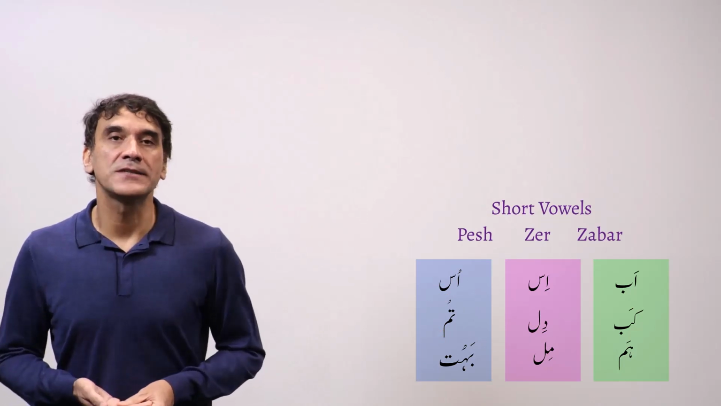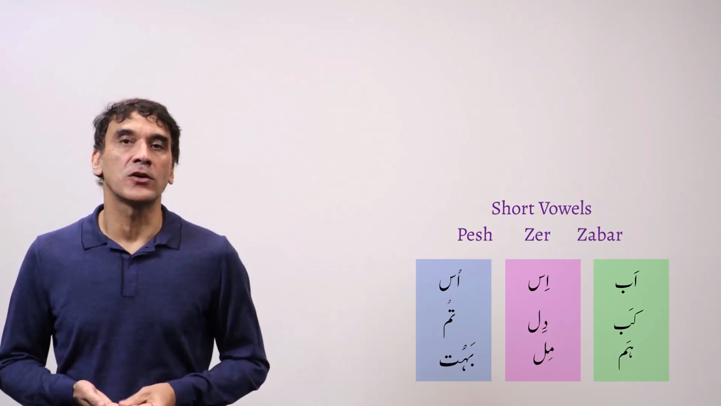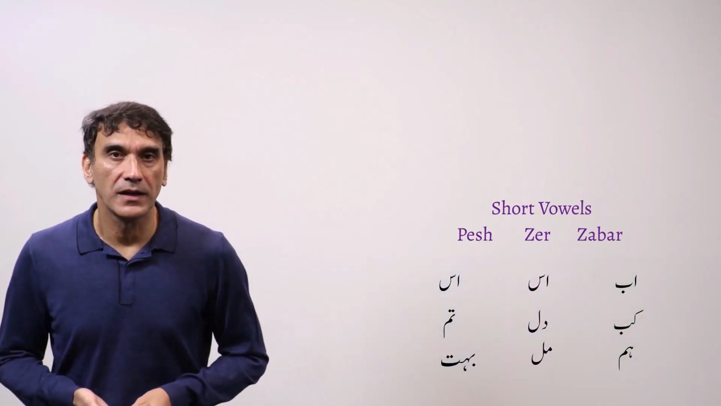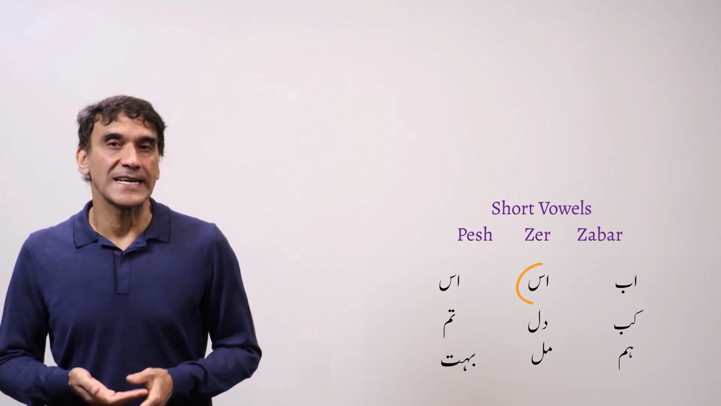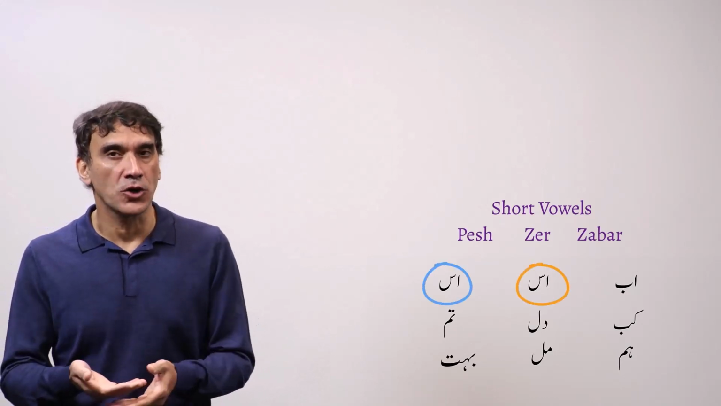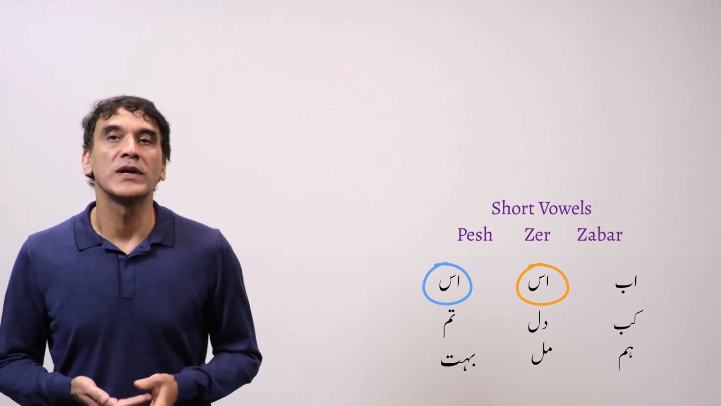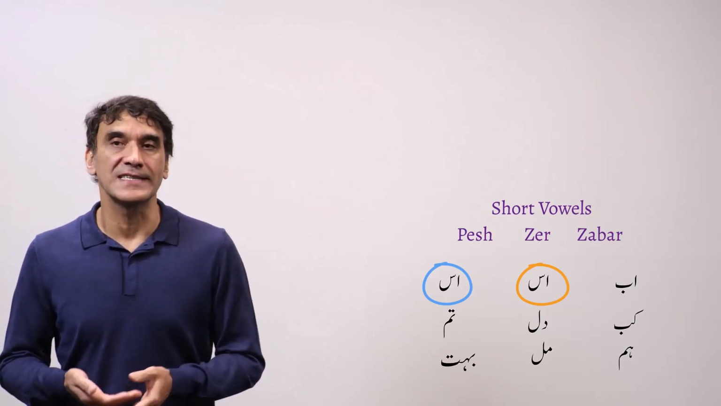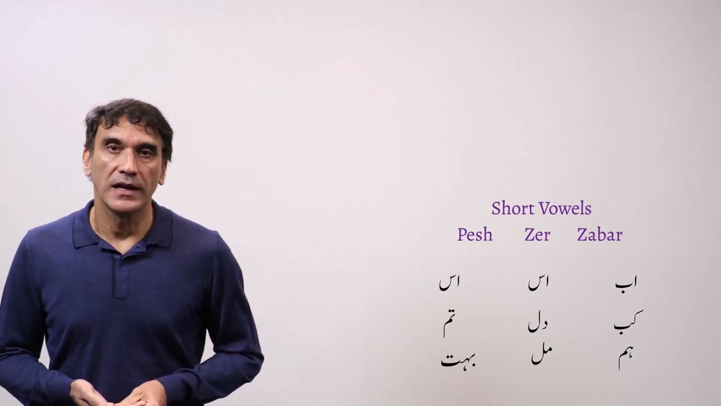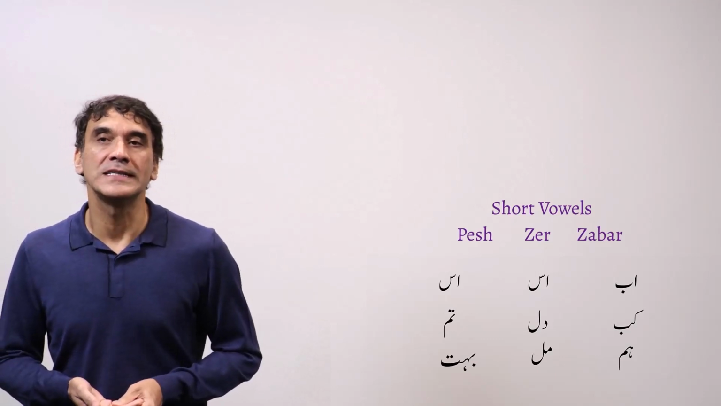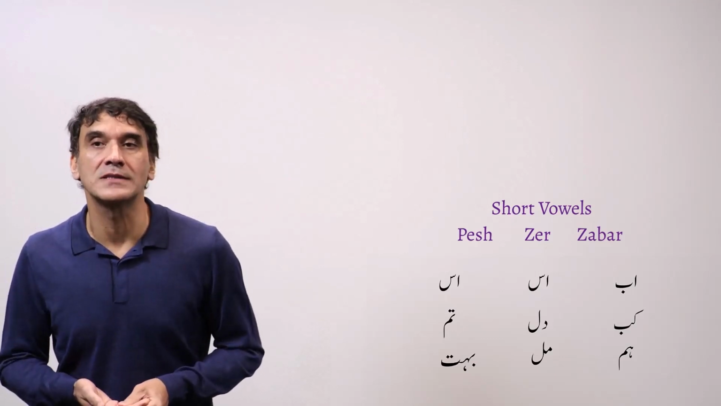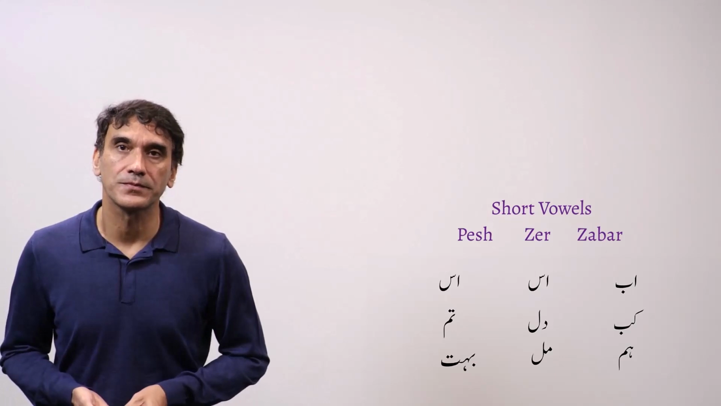As I mentioned, these words are very frequently written without Zabar, Zer, and Pesh. You can see here that the words Is and Us are the same if the short vowels are not written. You will need to follow the context whether it is Is or Us. And most of the time you will have to learn these words, their spelling without Zabar, Zer, and Pesh.